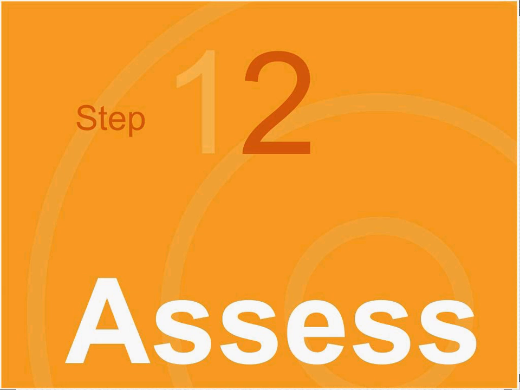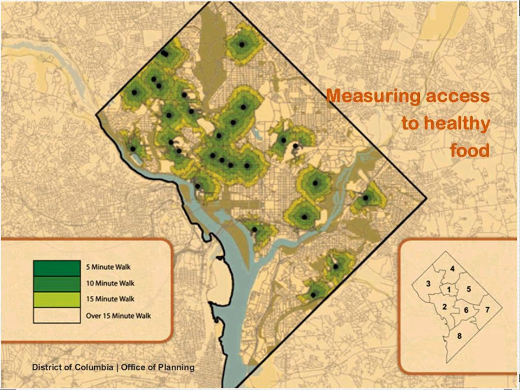So the second step that I want to talk about is this assessment step. I'm guessing that many of you who are participating in our training today are in the process of doing some kind of assessment in your community related to health, and may also be related to the built environment. This map was produced by the Planning Office in the District of Columbia. They've undertaken a study to look at food access in their community, and they're using a really innovative way of doing that. They're measuring access to healthy food by a walk time.